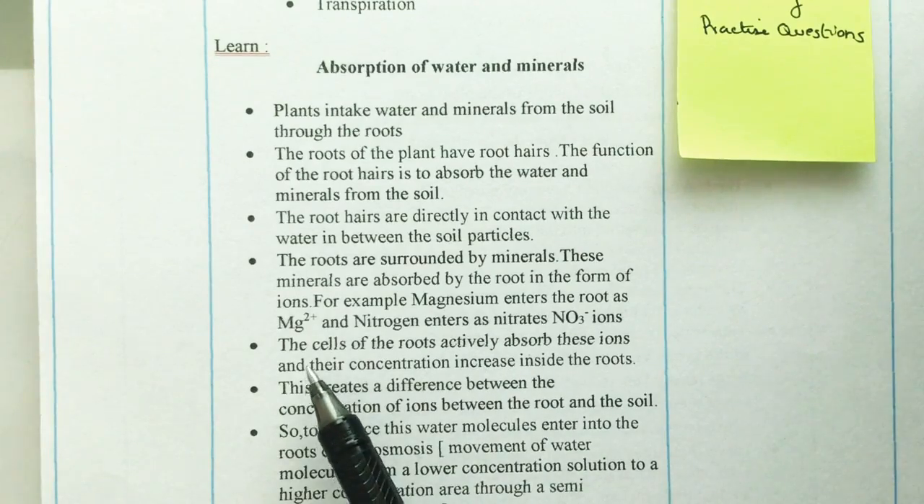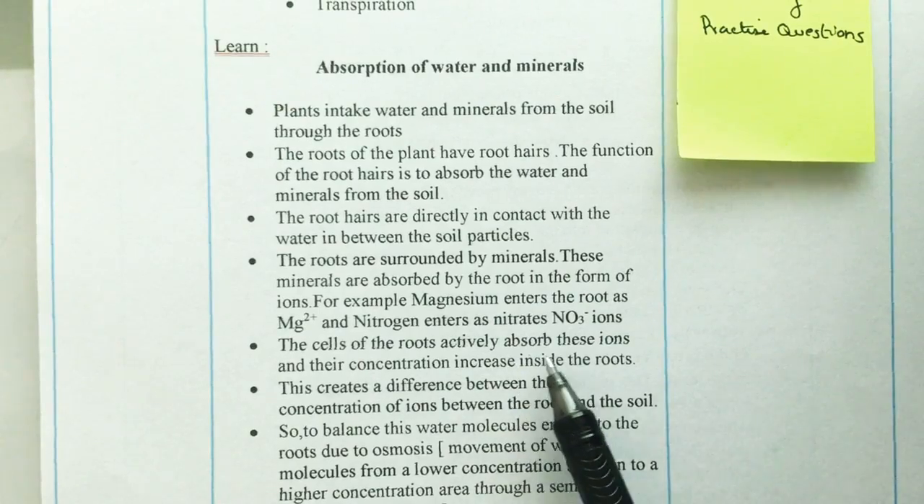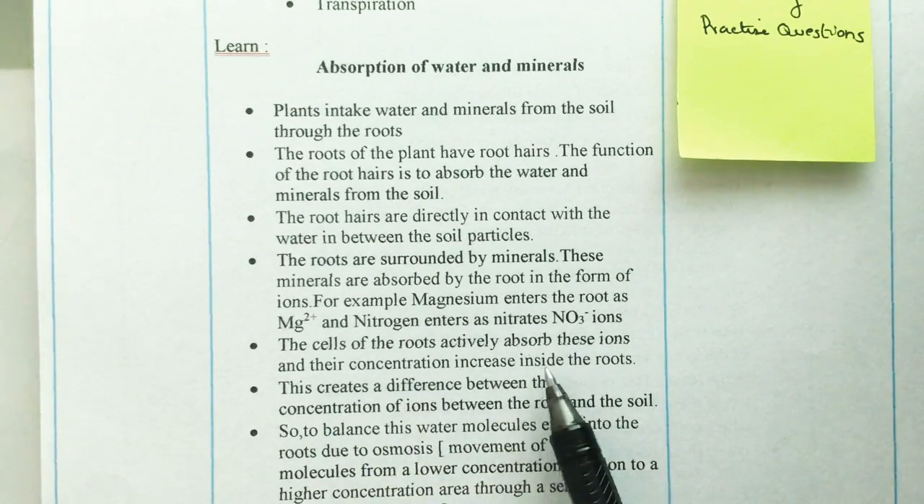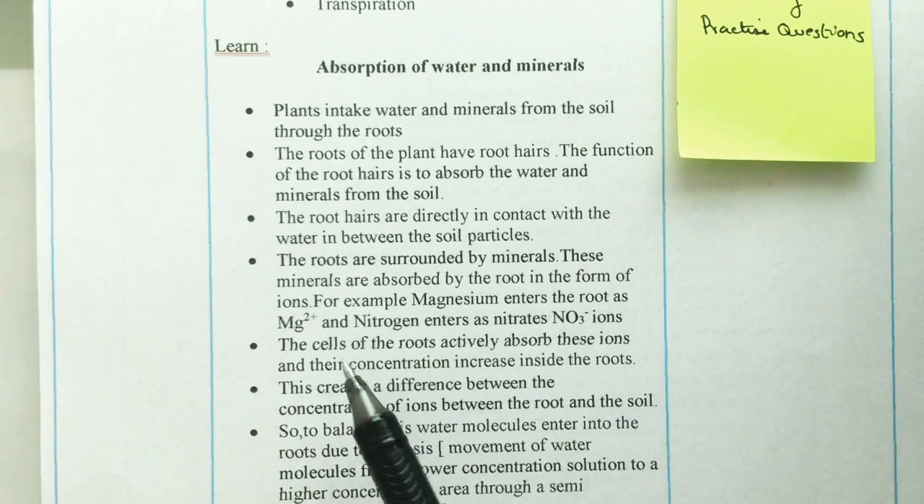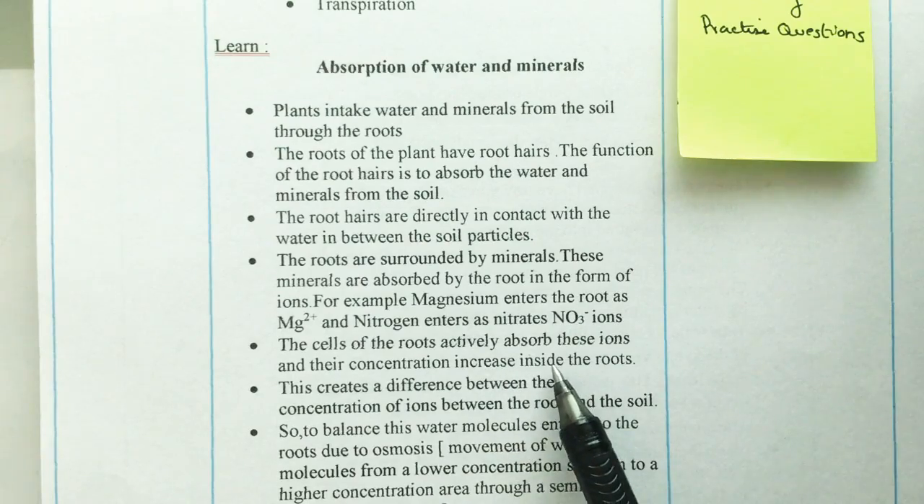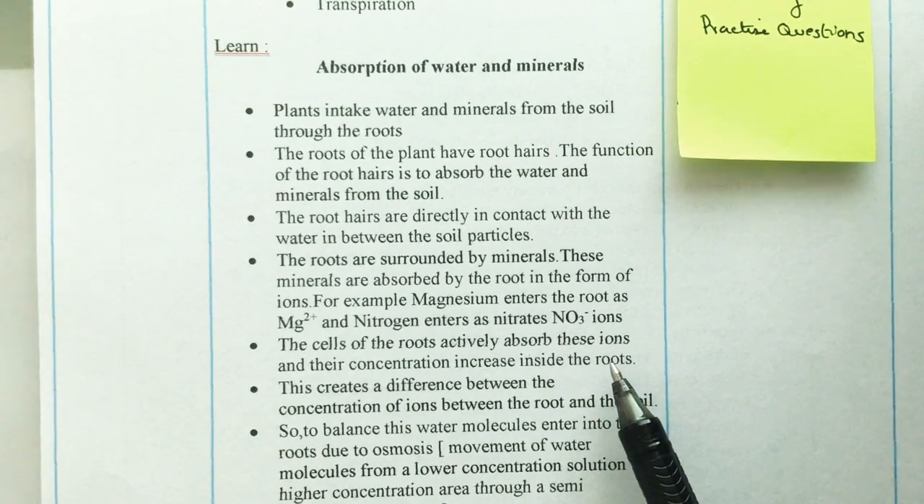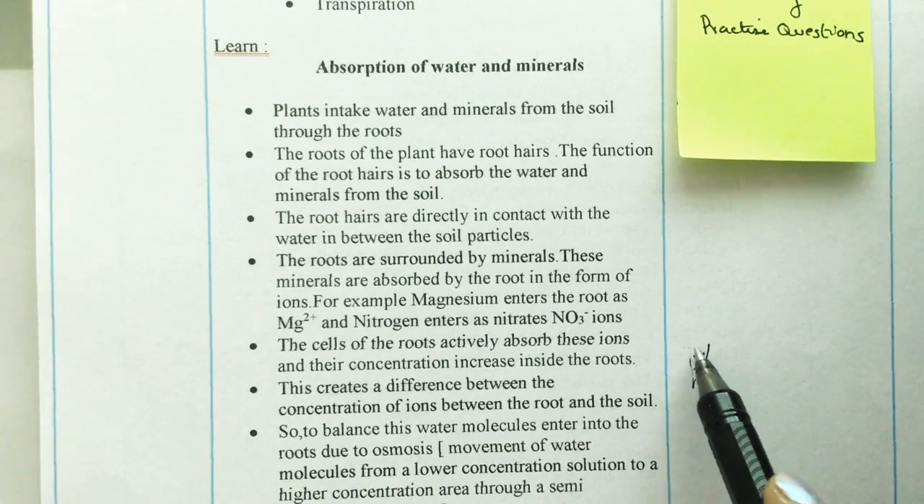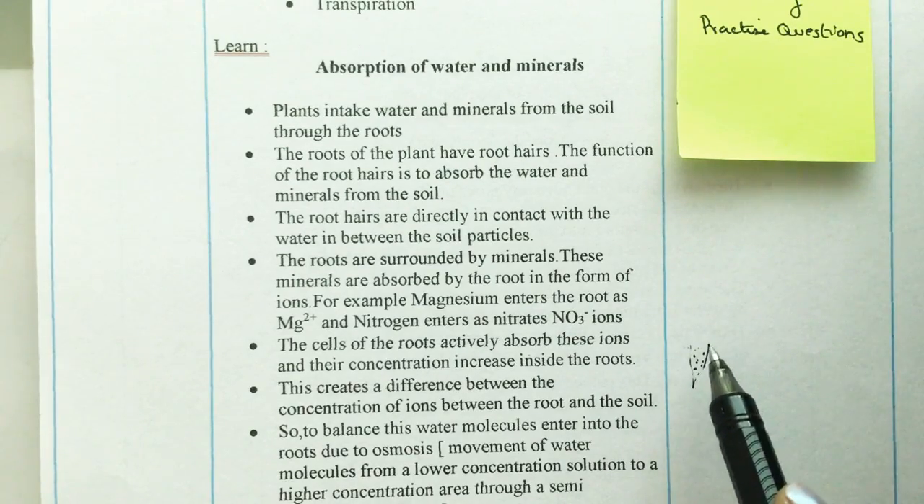Next point, the cells of the roots actively absorb these ions and their concentration increases inside the roots. So, the cells which are present in the roots actively absorb these ions and the concentration of ions inside the root increases. Okay. So, what happens? Let us say this is the root and the concentration of the ions increases. As it increases, what happens?